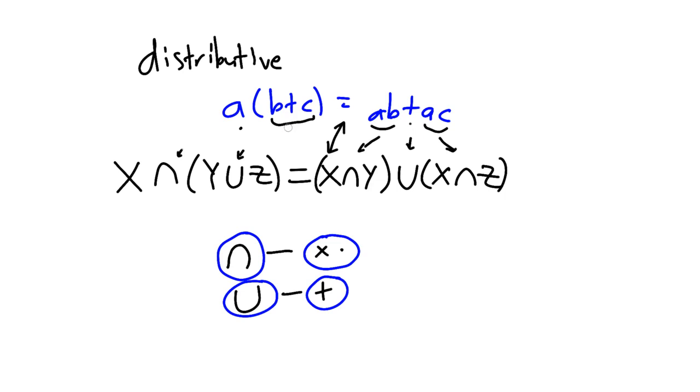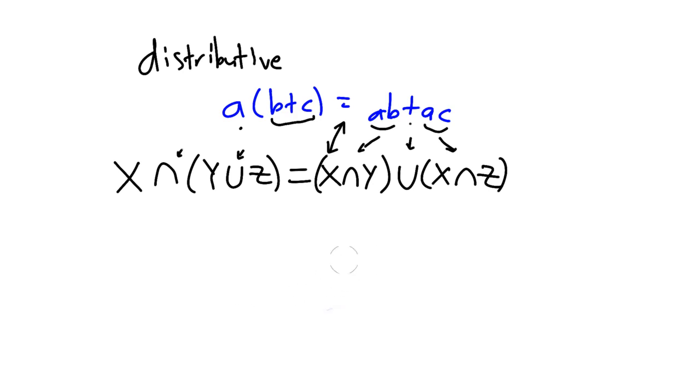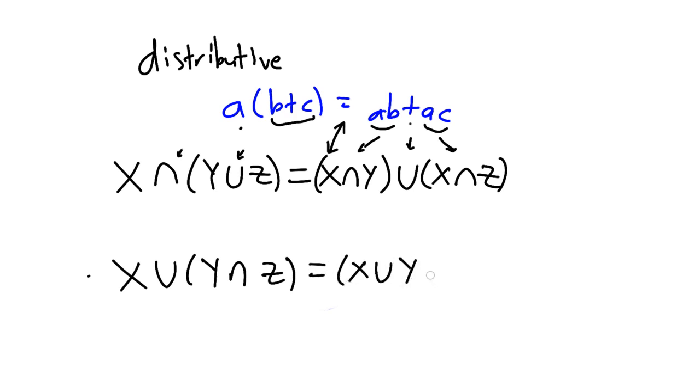Interestingly, there is another distributive law that also holds, that is not true in algebra, but is true with these sets, and that is the same thing if I replace the intersections with unions and vice versa. So it turns out that X union (Y intersect Z) is the same as (X union Y) intersect (X union Z).